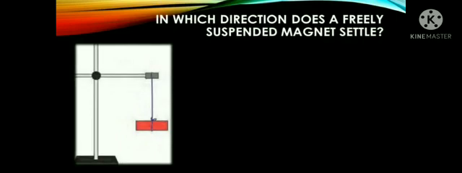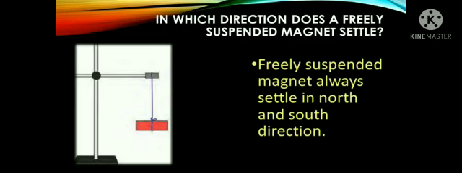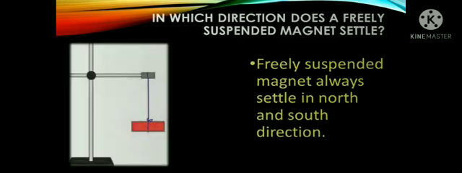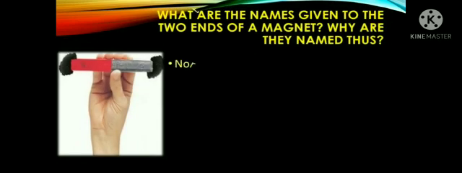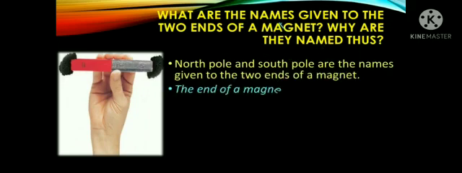In which direction does a freely suspended magnet settle? Freely suspended magnet always settle in north and south direction. What are the names given to the two ends of magnets? Why are they named thus? North pole and south pole are the names given to the two ends of a magnet.